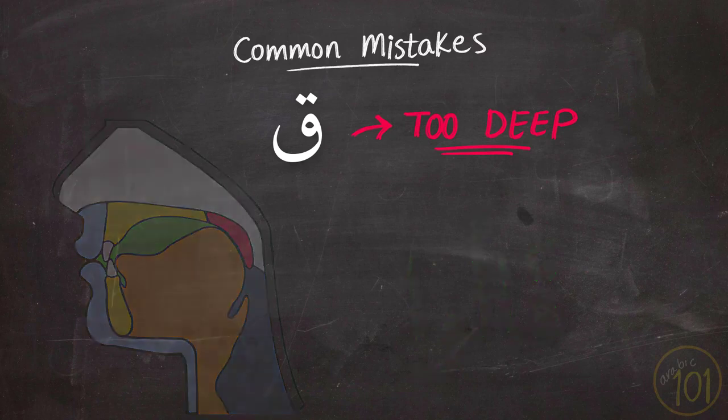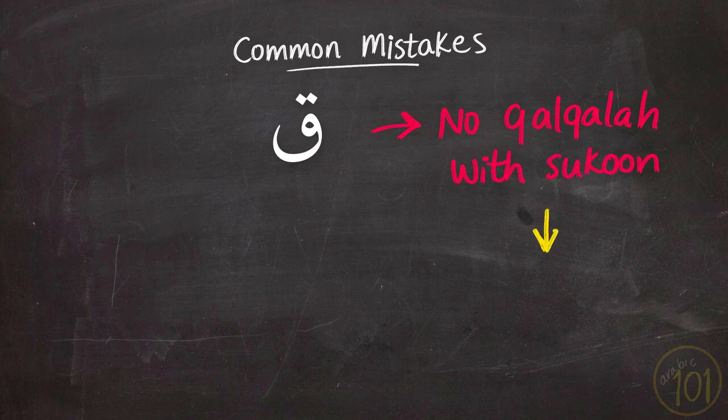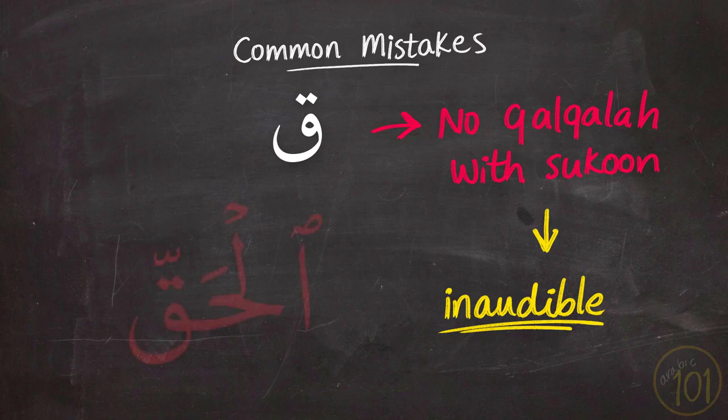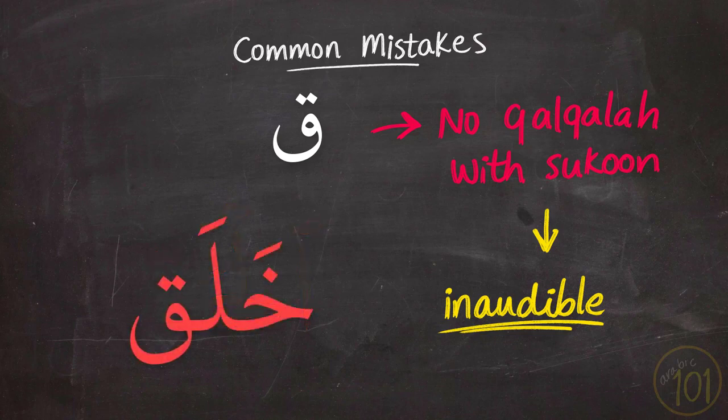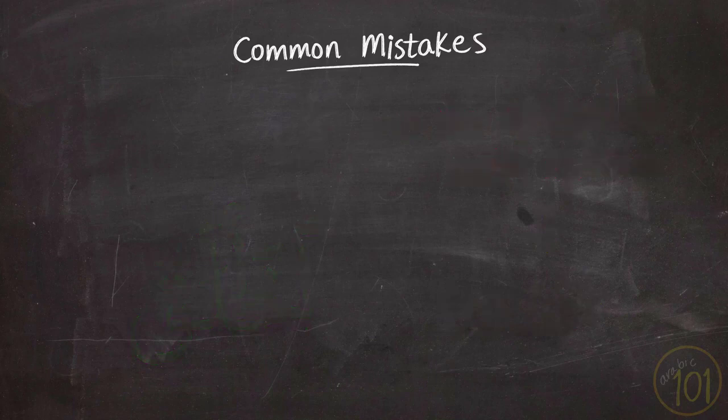qalu. The second mistake is when qaf has sukoon and you don't apply qalqala on it. This leads to making qaf sound inaudible, as if it is not there, especially when it comes at the end of the word. The mistake sounds like this: al-haq, khalaq. So to show the qaf, you must apply qalqala to make sure that it is audible. Al-haq, khalaq.